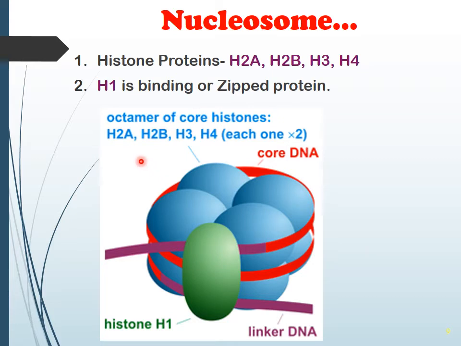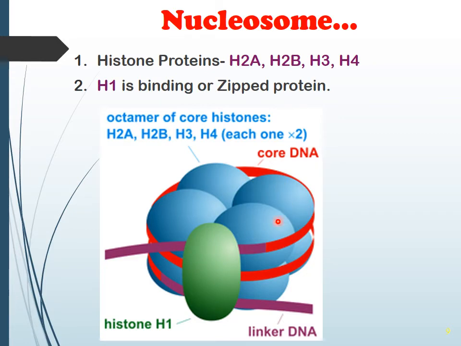If anybody asks you the question, name those histone proteins, then those are H2A, H2B, H3 and H4. All 4 multiplied by 2 becomes 8. There is no need to remember the sequence in which they are arranged.